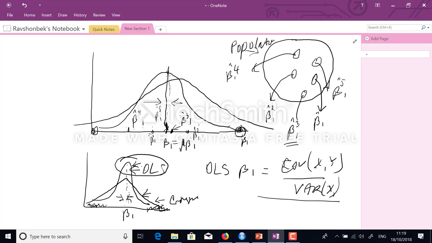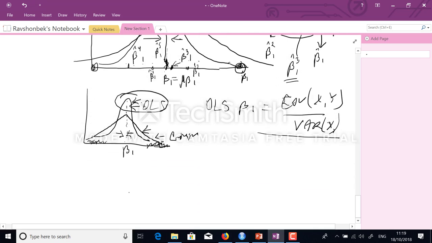But it's because the betas are close to the mean that it is efficient. It is efficient, because also unbiased. You see, how do you measure the efficiency, guys? How spread out the betas are, yeah?